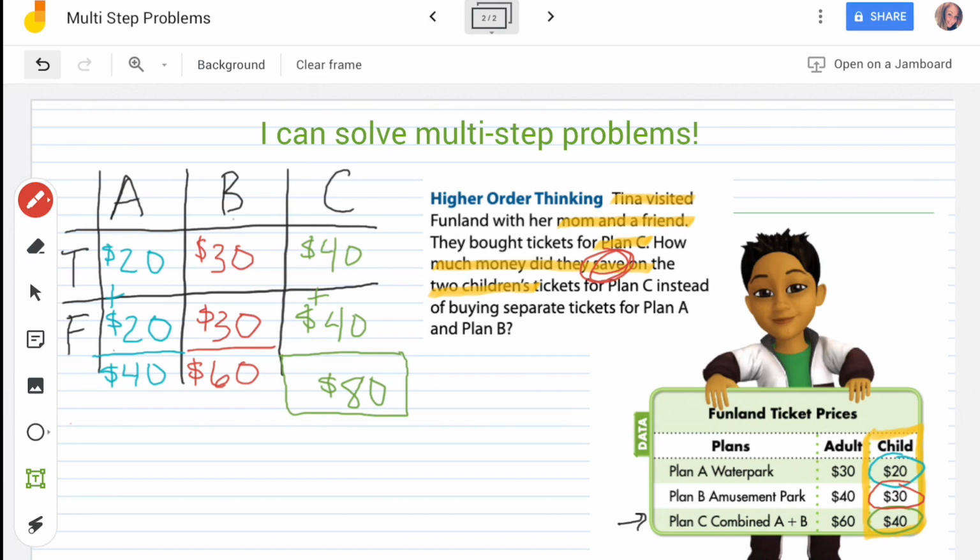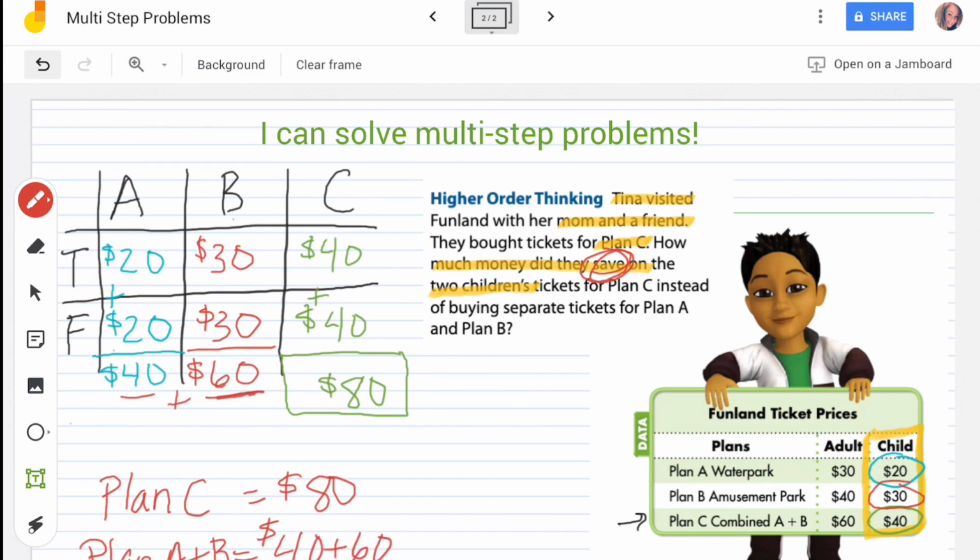Okay, well, we know that plan C cost $80. We also know that plan A was $40 and plan B was $60. If I want to know combined what plan A and plan B cost together, I need to add those two. 40 plus 60, plan A and B equals $40 plus $60. And that equals what? $100. Is that more or less than what they paid for plan C? That's right. That is less money.